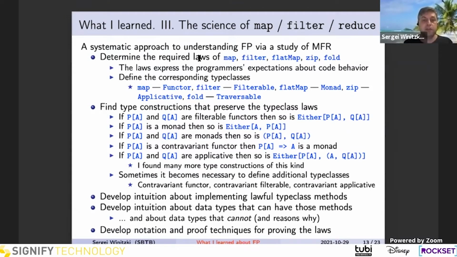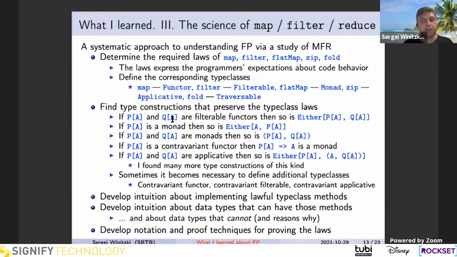You determine the required laws of map, filter, flat map, zip, and fold. These laws express the programmer's expectations about what these methods should do. So you motivate them, you write them down, you define the corresponding type classes, and then you find all the type constructions that preserve type class laws. Here are some examples of these type constructions that I'm talking about.